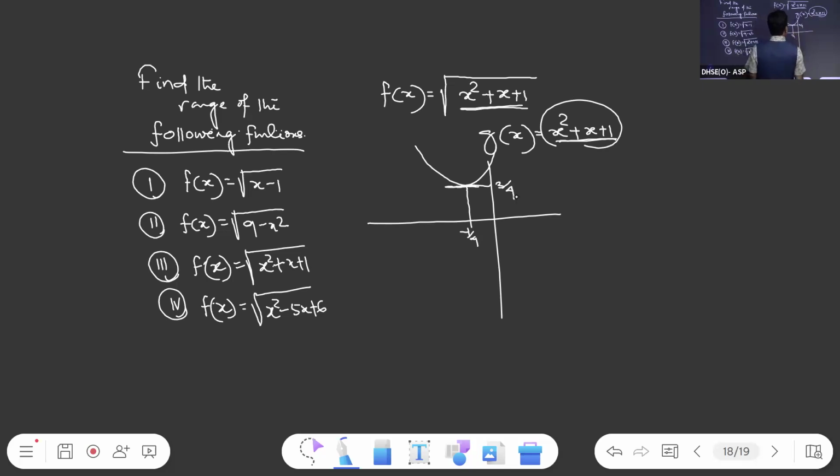So the expression x square plus x plus 1 gives you values from 3 by 4 to infinity. For all these values the function under root is defined. Hence the range of the function root of this expression will be root 3 by 2 to infinity. So the range of the function is root 3 by 2 to infinity.